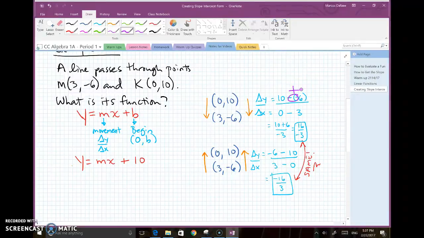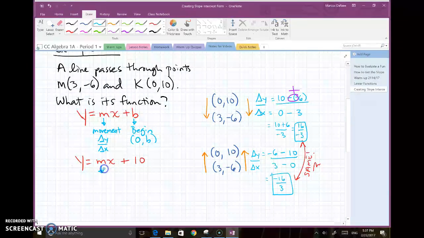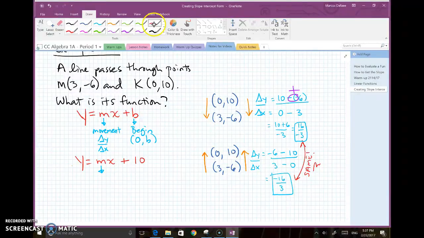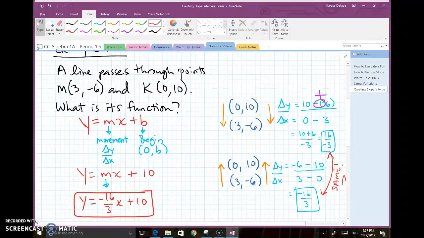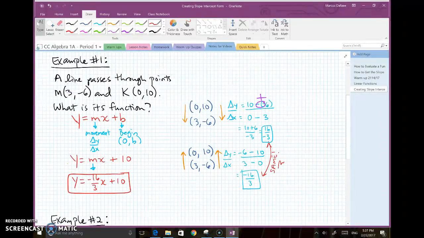Okay, so now that I have my slope, I will go back to my function, and I will replace my m with what I just got, which is negative 16 over 3. And so this is what I have. I have y equals negative 16 over 3, x plus 10, and with that, my answer is completed. So this is a function that creates a line that goes through these 2 points, m and k. Okay? So that's example 1.